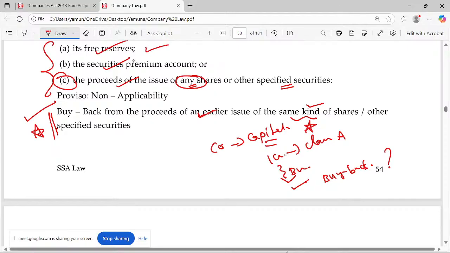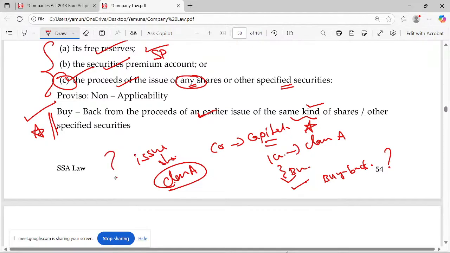First one, I have reserves in my account, I can utilize it. I already have this SP, I can utilize it. But what about the third one? I have to raise an amount by issuing shares. Which shares? The same Class A shares. Why? To buy back the same class of shares. See, what's the logic behind this?